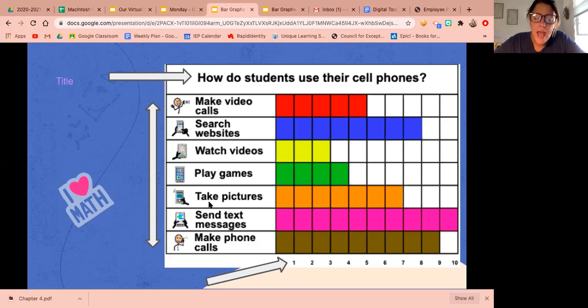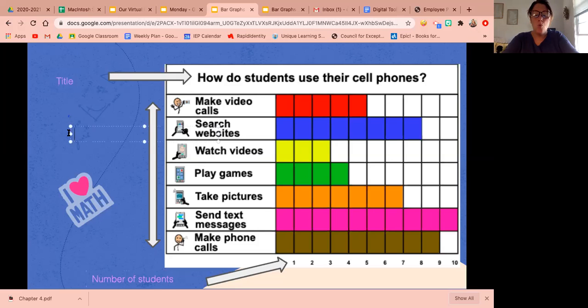Okay. And then we have some more information on this graph. Look down here. This is the scale. This is telling us that each block is exactly 1 student. We see these numbers down here. They symbolize students. So we know each block is worth 1 student. So if this is the number of students, what are these down here? Make video calls, search websites, watch videos. What are these?